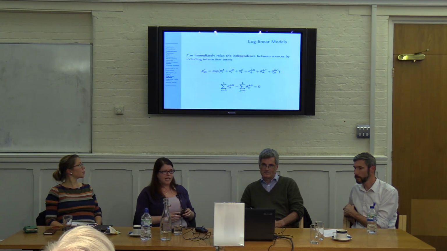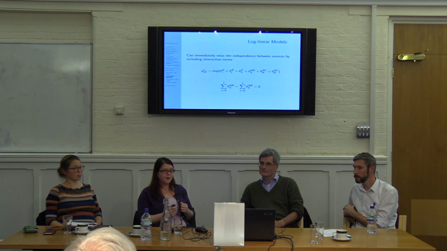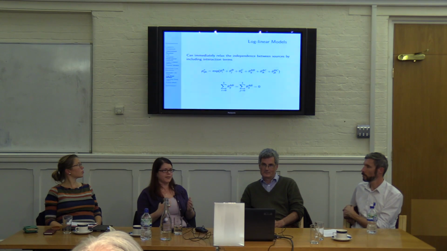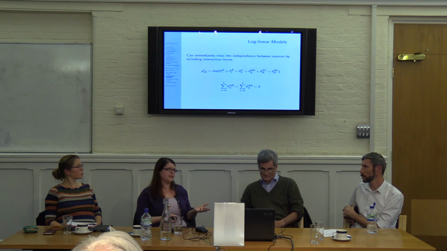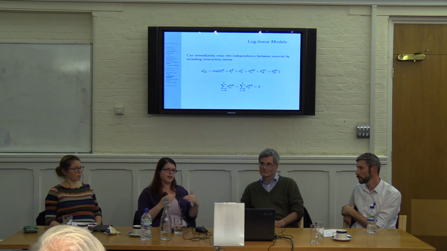We can immediately then relax the idea of independence between the sources by simply including interaction terms within that log linear model. So we can now have 2-way interactions. We can't have a 3-way interaction because of this same problem we had initially. So we have 6 parameters there, plus the N missed by all of them. There's our 7 parameters. We have 7 data points or pieces of information. So we can't do a 3-way interaction. Not if you're going to stick to the idea that you must have all lower level interactions to include the higher ones.